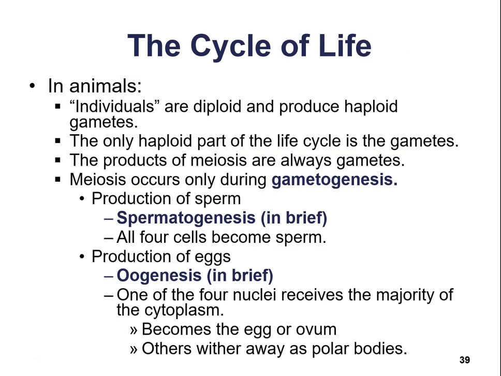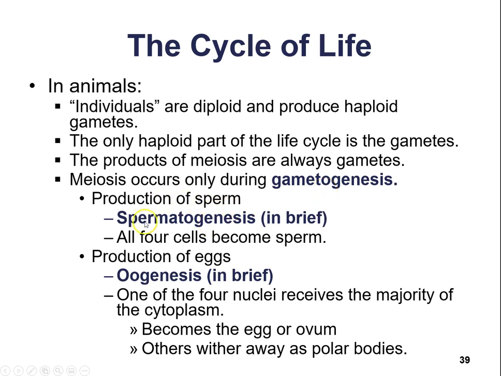Okay. In animals, we'll spend a little more time on this, but not a lot at all. It says individuals are diploid. So if we talk about humans, we talk about a dog, they're diploid. The only thing that's haploid are the gametes inside you, those egg cells and those sperm cells. So that's what this says here. The products of meiosis are always gametes. So it says meiosis occurs only during gametogenesis. I said this when I started talking about meiosis. The only time meiosis happens is when you're forming gametes in your body.